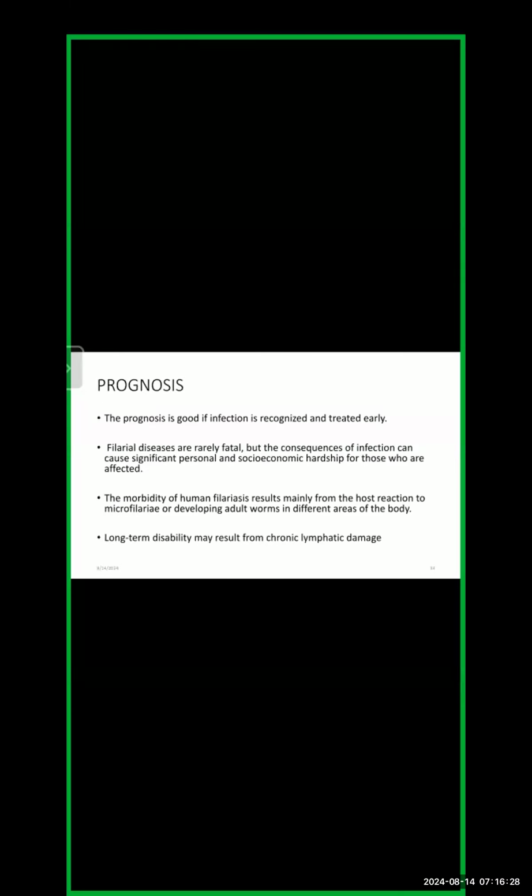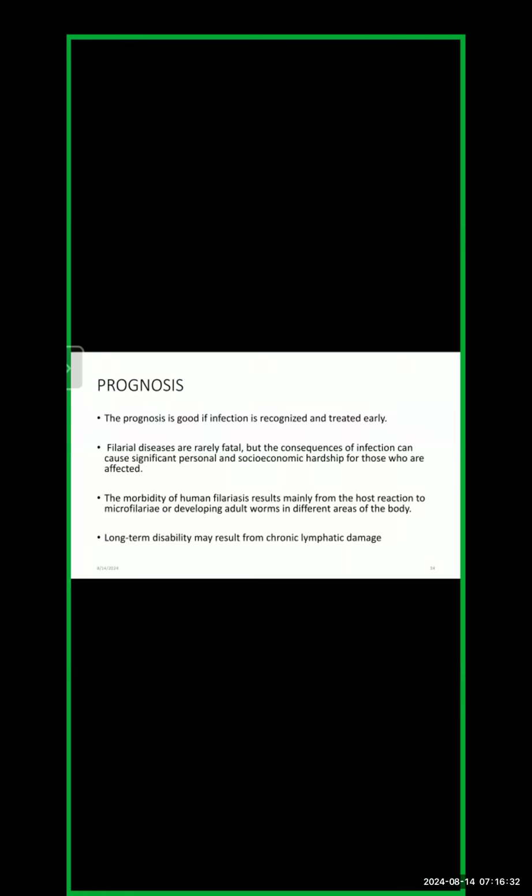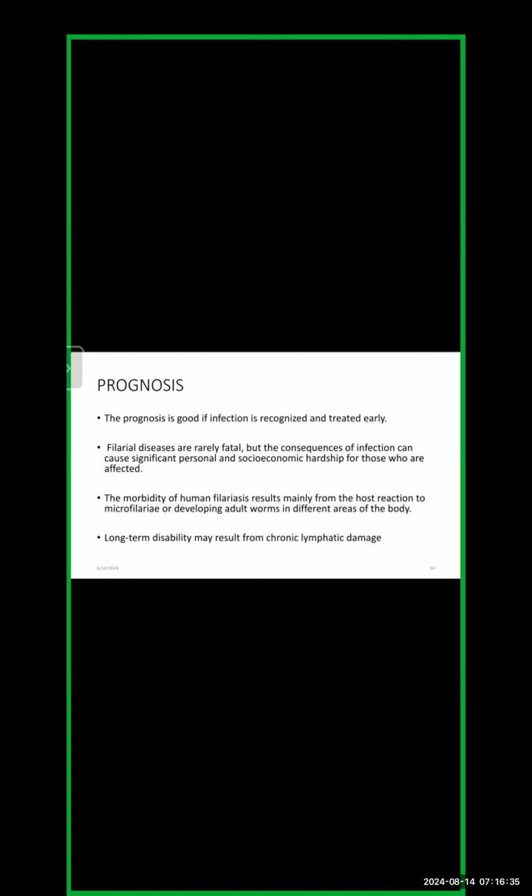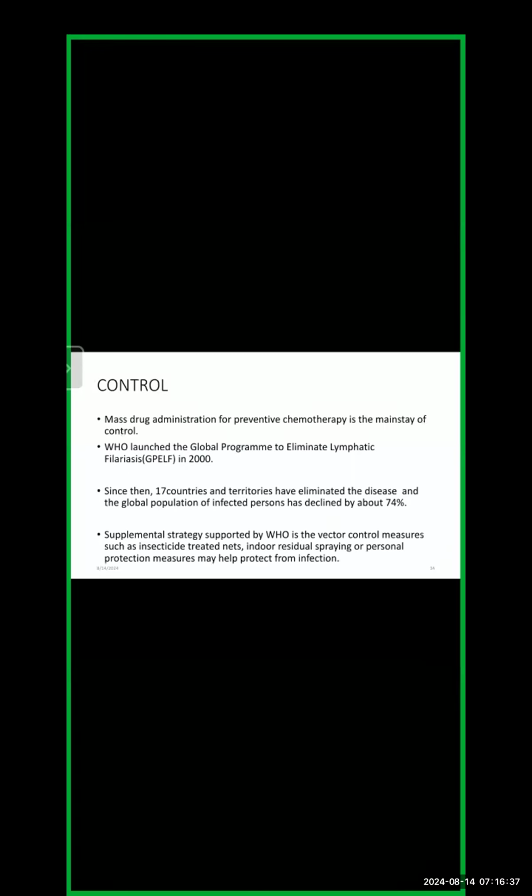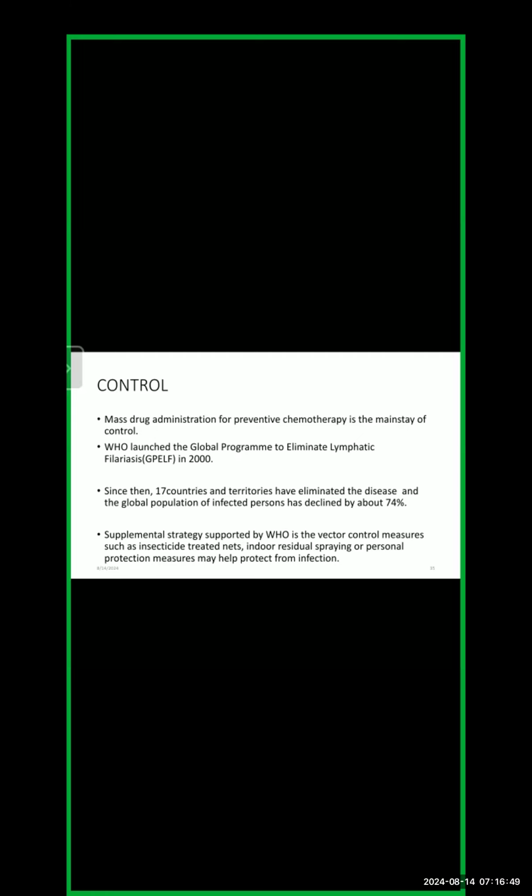Then the complications, these are the complications. The prognosis is good if the infection is recognized and treated early. Long-term disability may result from chronic lymphatic damage. Then control: mass drug administration for preventive chemotherapy is the mainstay of control. WHO launched a program in 2000, and since then, 17 countries have eliminated the disease, and the global population of infected persons has declined by about 74%.